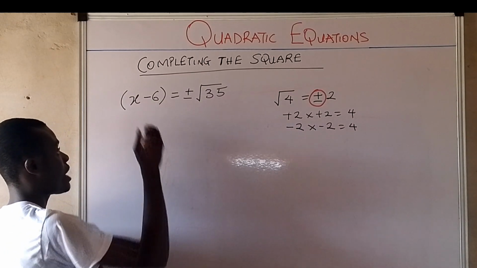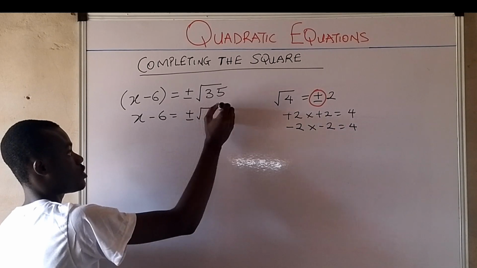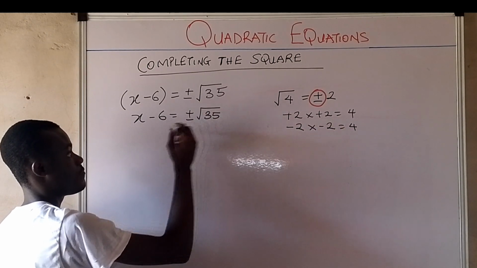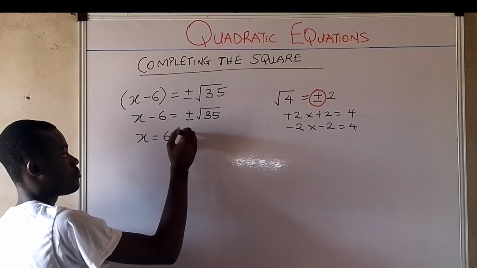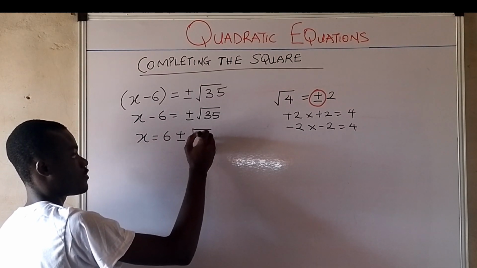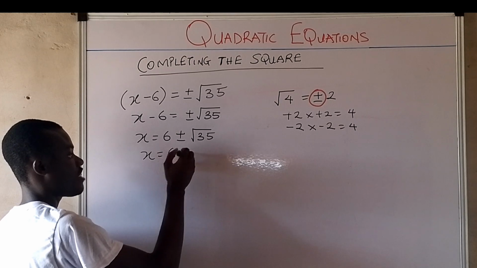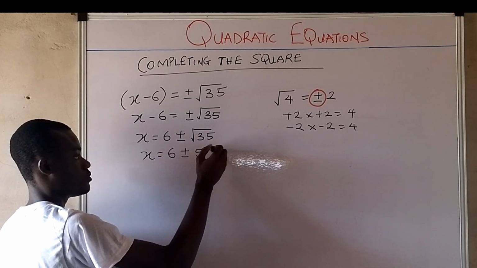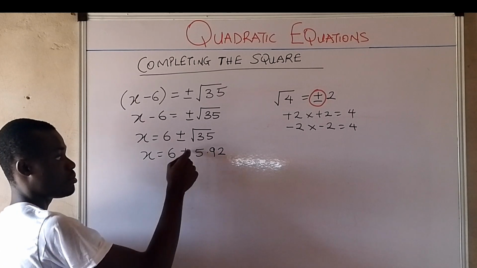So next, we have x minus 6 is equal to plus or minus the square root of 35. So we take this 6 to the other side. So we have x is equal to 6 plus or minus the square root of 35. The square root of 35 is 5.92. So what we are going to do from here, we are going to take the plus separately and the minus separately.